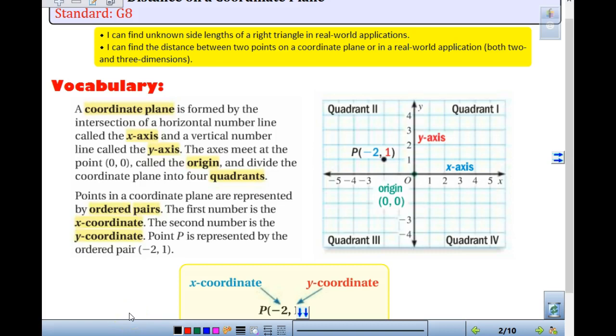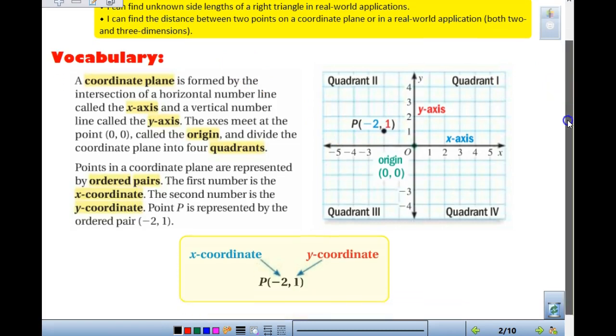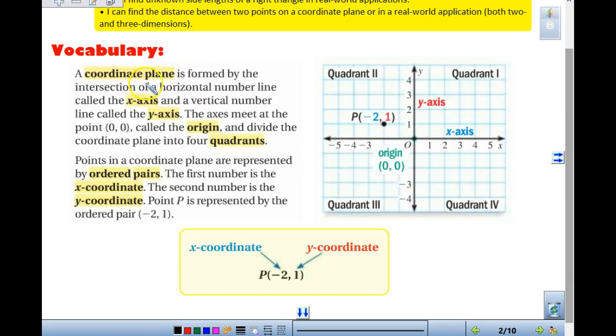I can find the distance between 2 points on a coordinate plane and real-world applications. So the real-world applications were like finding the volume, finding the length in a box. So a coordinate plane is formed by the intersection of the horizontal line, which is our x-axis, and the vertical number line, which is our y-axis. The axes meet at the point 0, 0, that's our origin, that's this point right here.